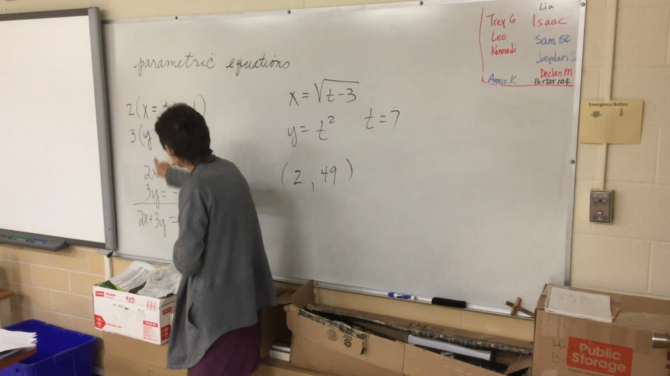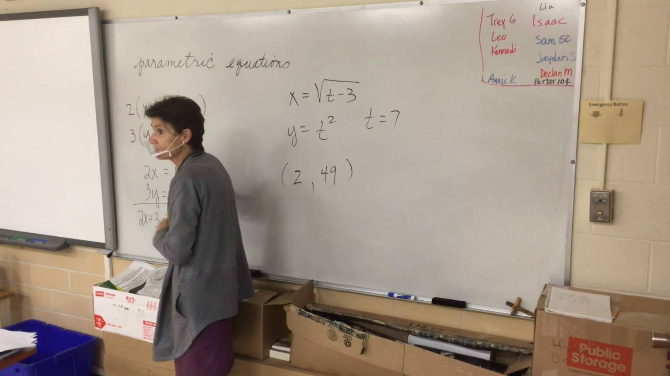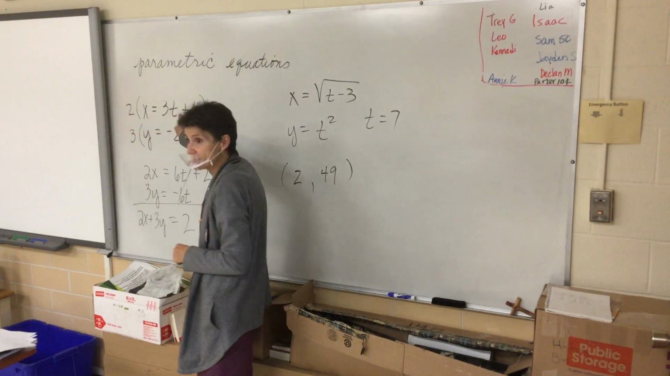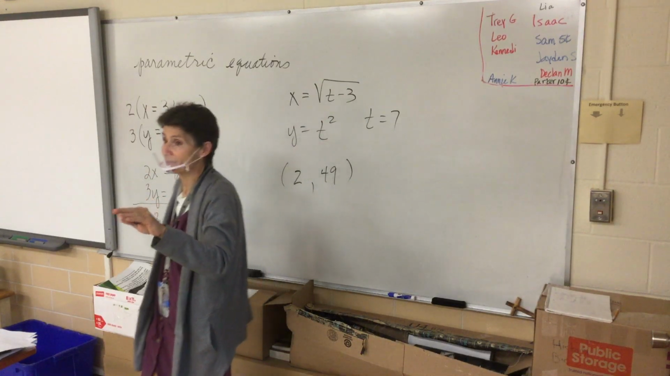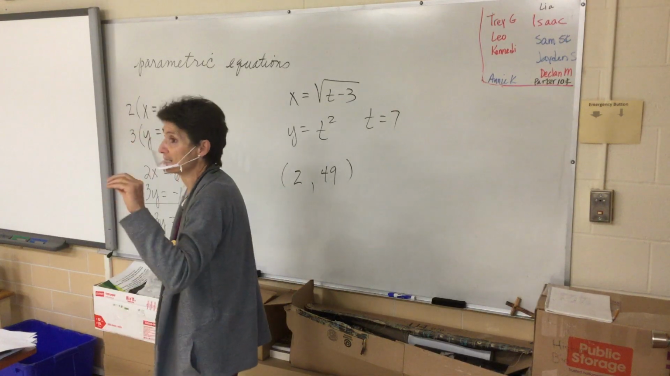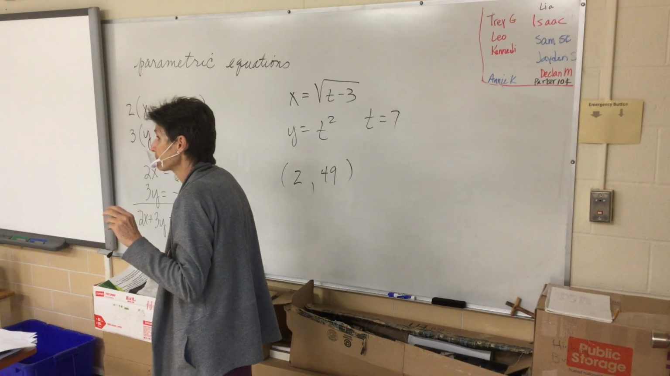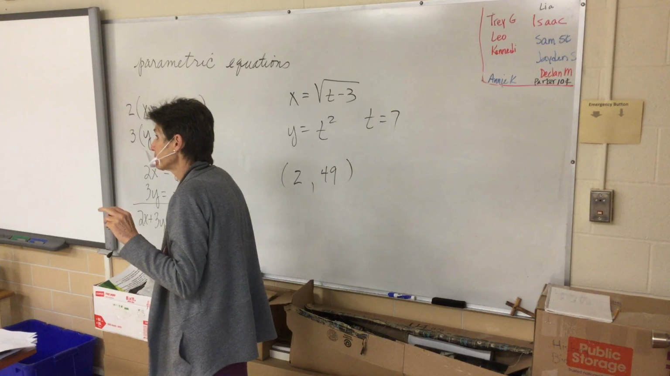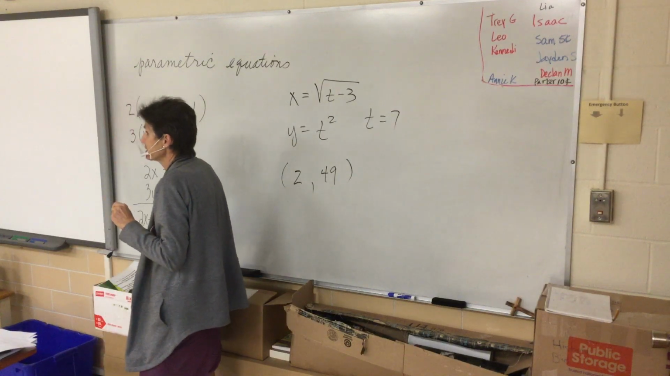Does everybody understand why I chose to multiply this by 2 and this by 3? My objective is to get rid of the t's. I had to make the t's cancel out. I don't care about the x's and the y's. It's the t's that have to go. Okay? I have a question about elimination. So one always has to be negative? Yeah. Elimination. The only way to add them and get rid of something is if it was negative.